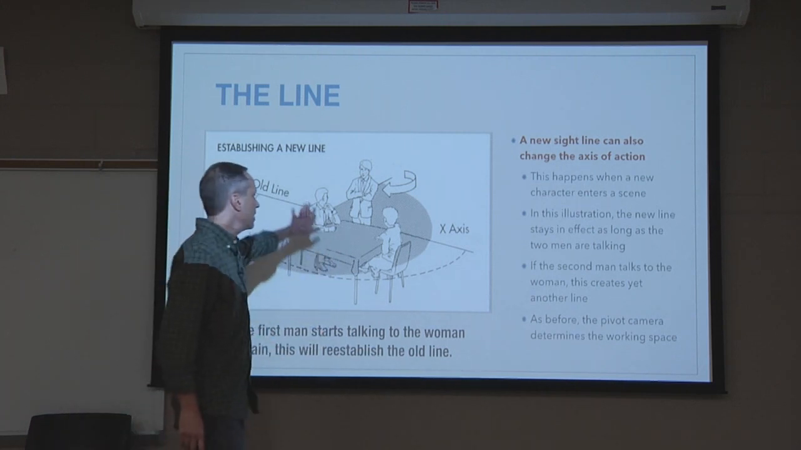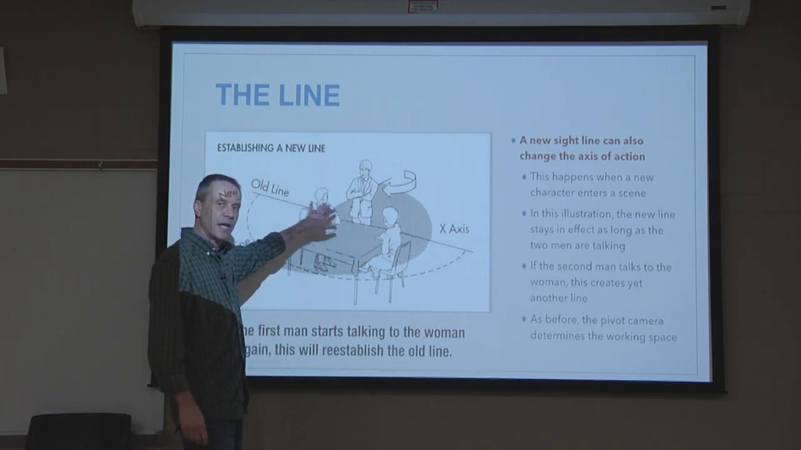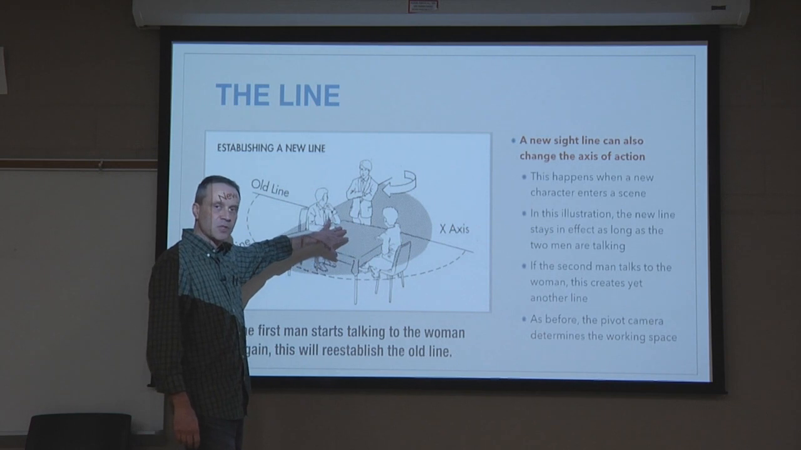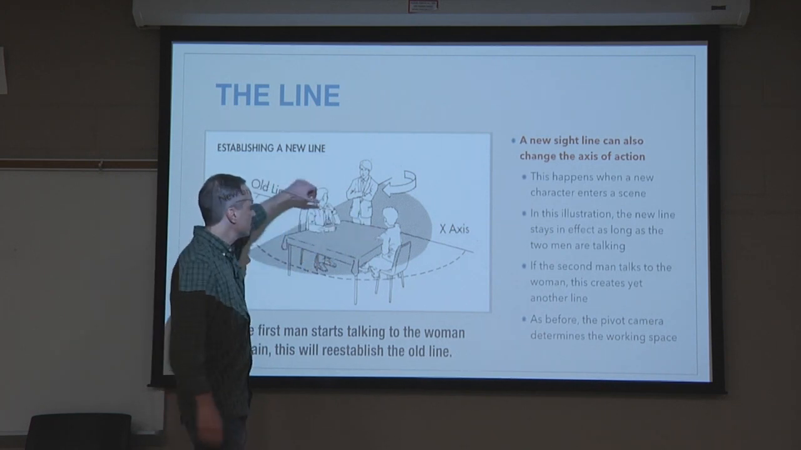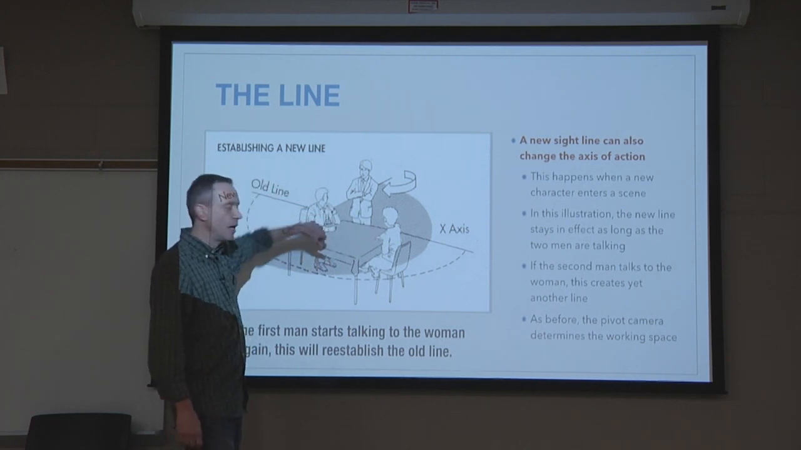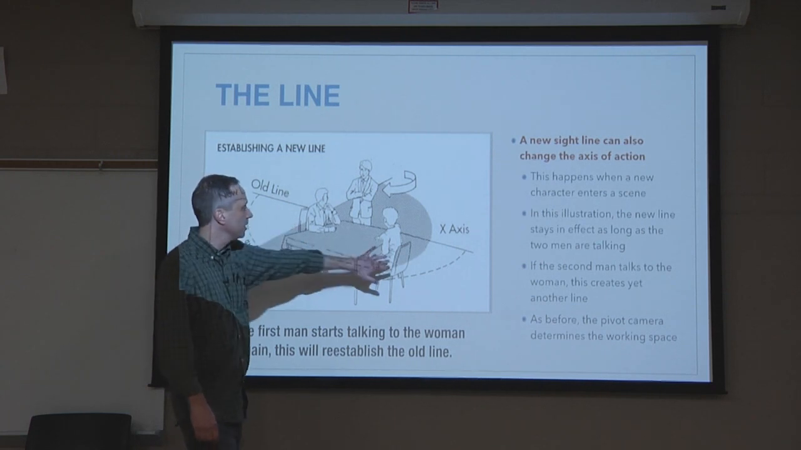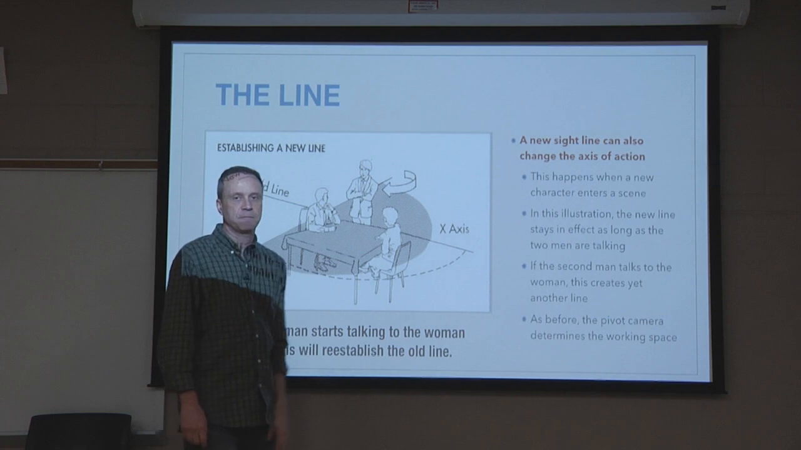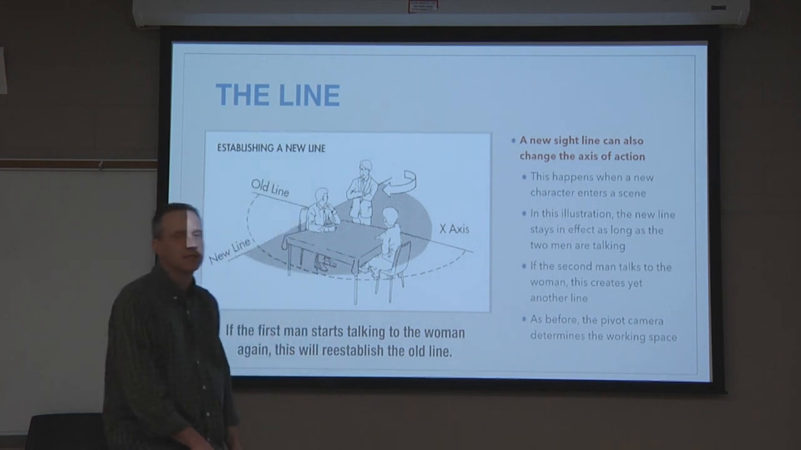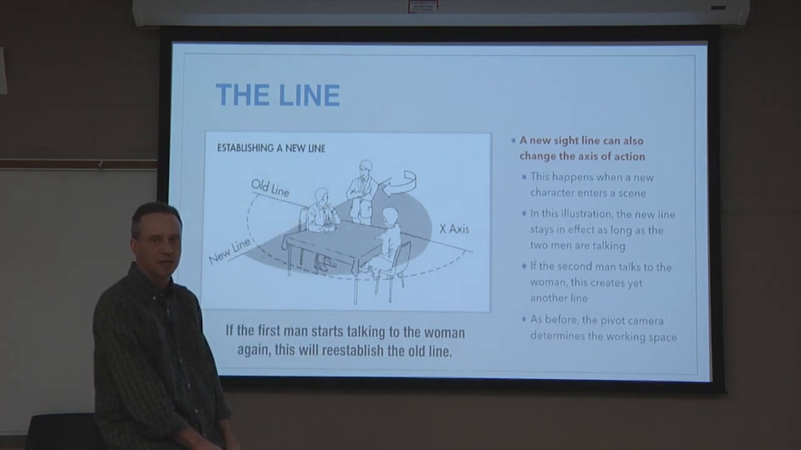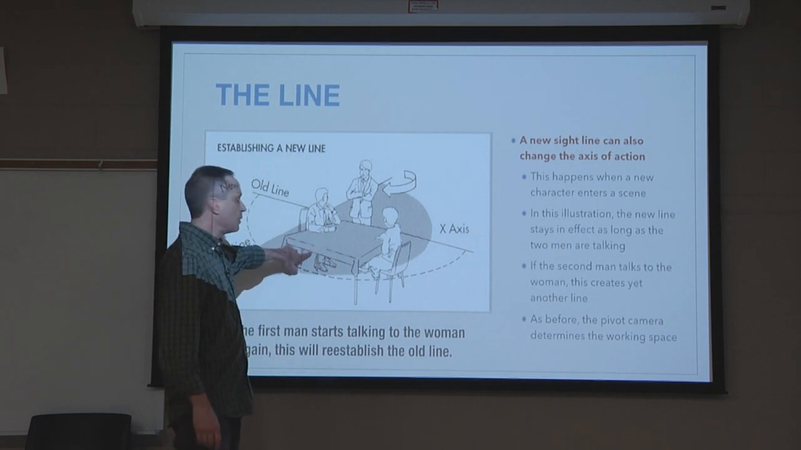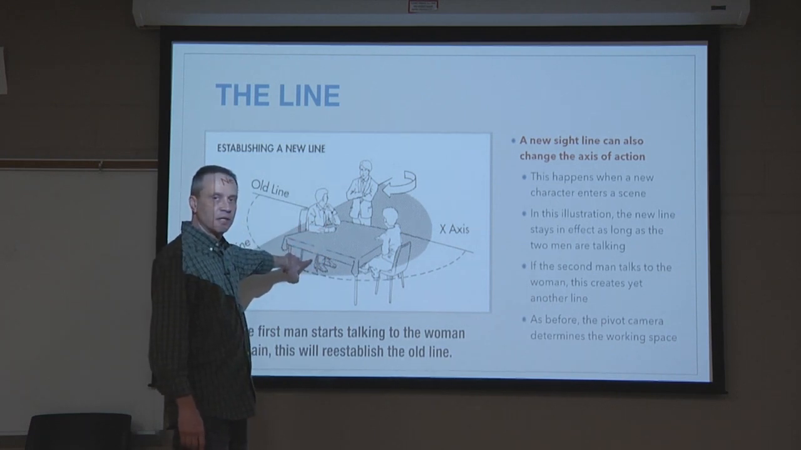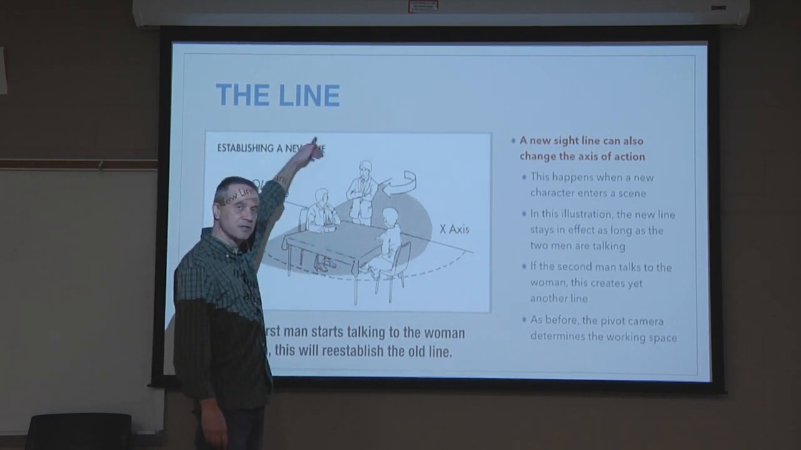Now let's try to simplify this one a little bit. Okay, so we've got the same situation we had before. Man and woman at the table talking. We've got our line established here, so that was our original line. Cameras here, here, and here. Okay, man 2 enters the scene. Let's say for this situation, when man 2 enters the scene, we watch that with this shot right here. Okay, so we see him enter the frame.